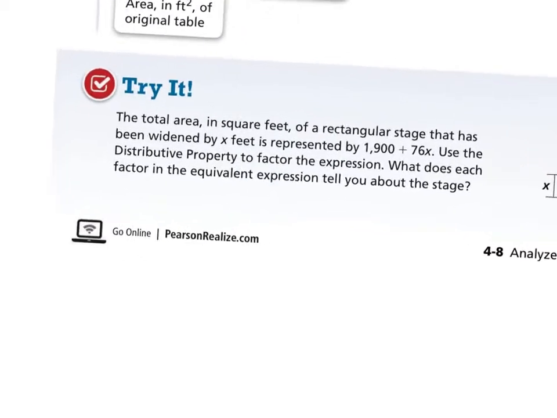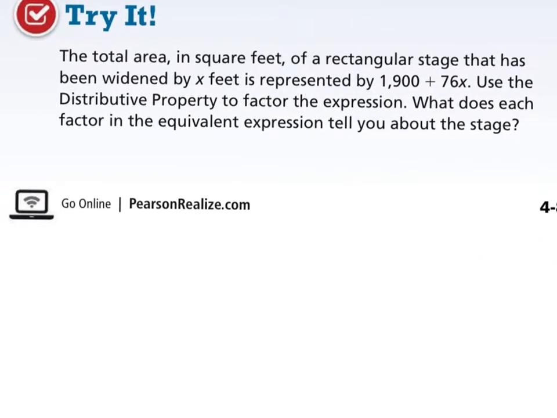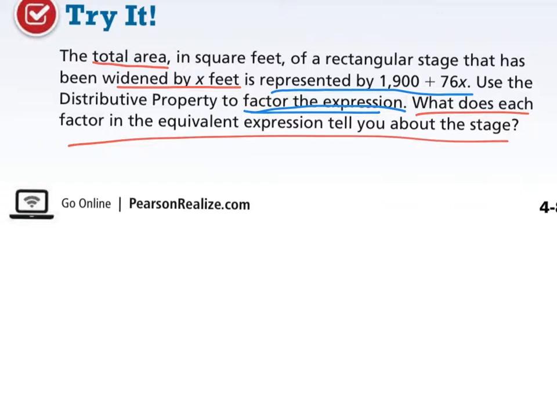So if we look at the try it, we've got a similar idea. The total area in square feet of a rectangular stage that has been widened by x feet is represented by 1,900 plus 76x. Use the distributive property to factor the expression. What does the factor in the equivalent expression tell you about the stage? What does each factor tell you about the stage?